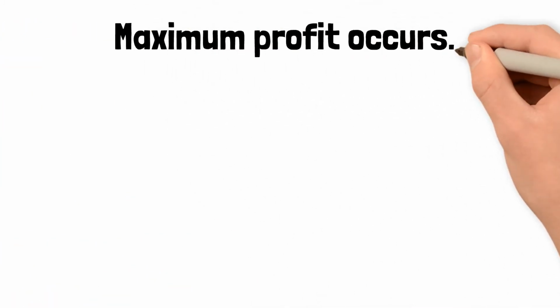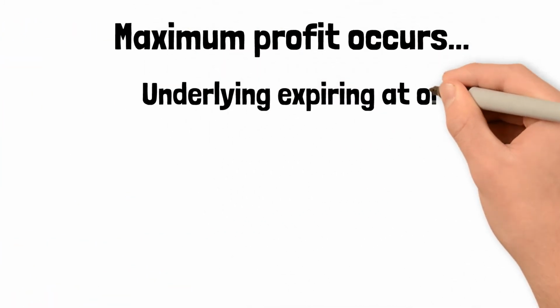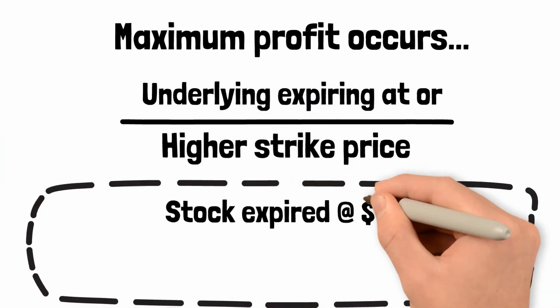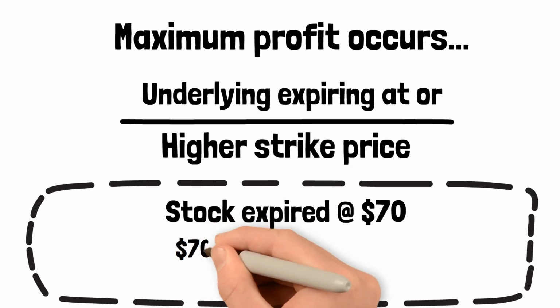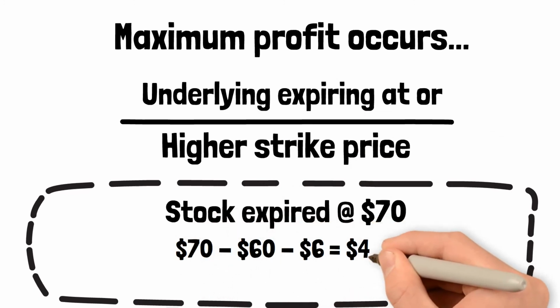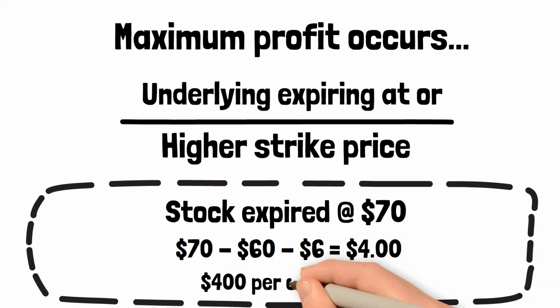Maximum profit occurs with the underlying expiring at or above the higher strike price. Assuming the stock expired at $70, that would be $70 minus $60 minus $6 equals $4, or $400 per contract. Maximum loss is limited to the net debit paid.